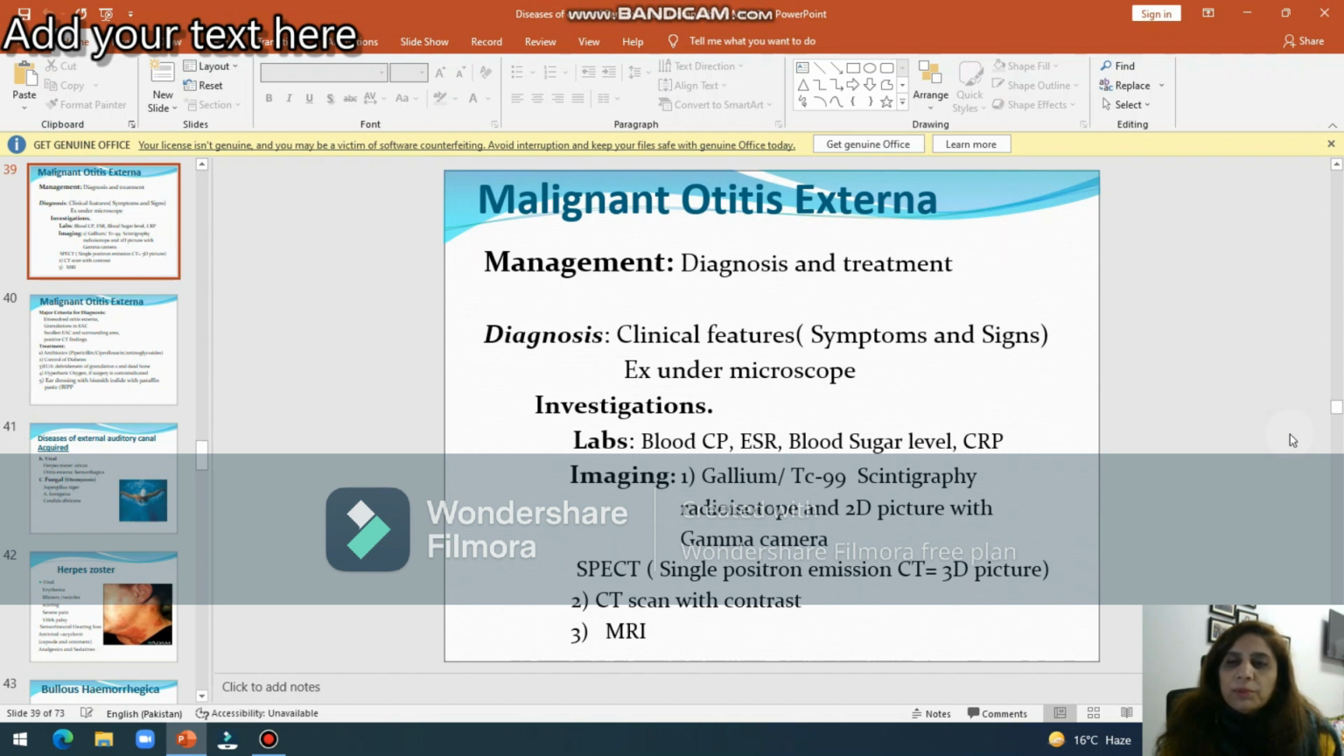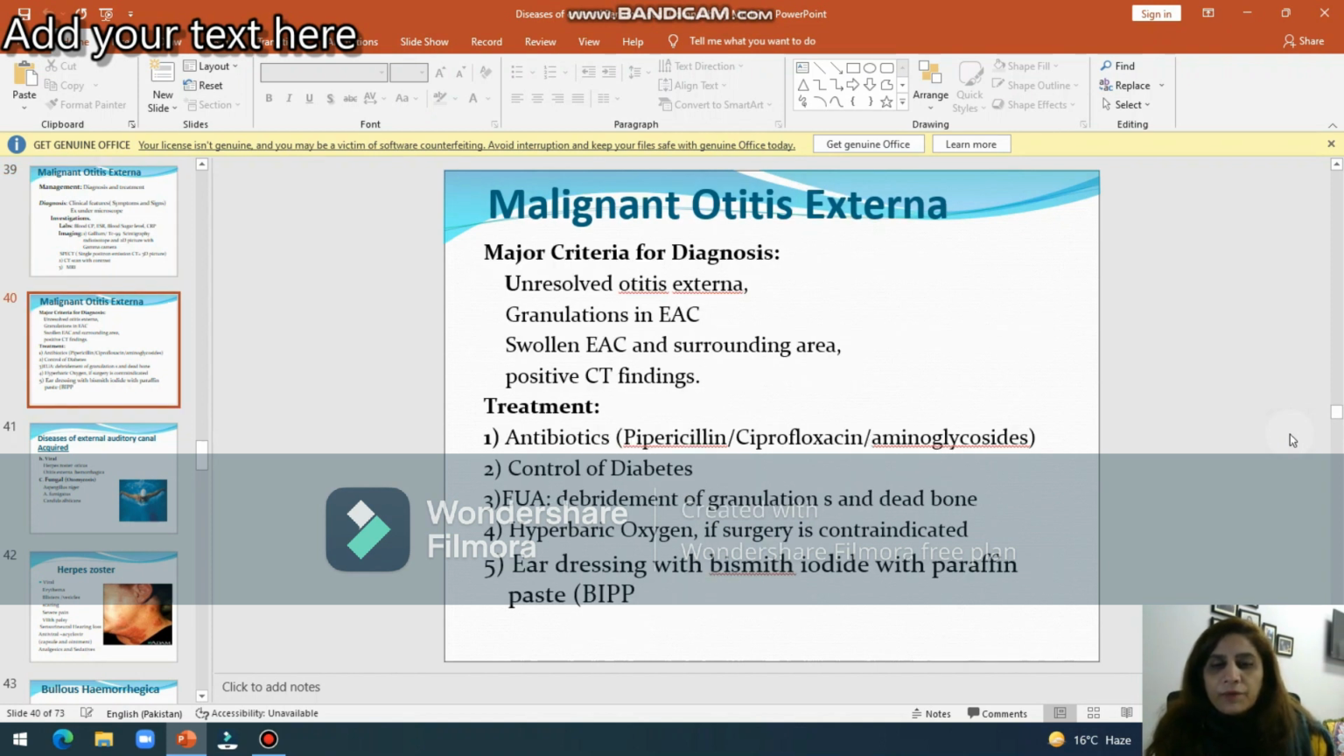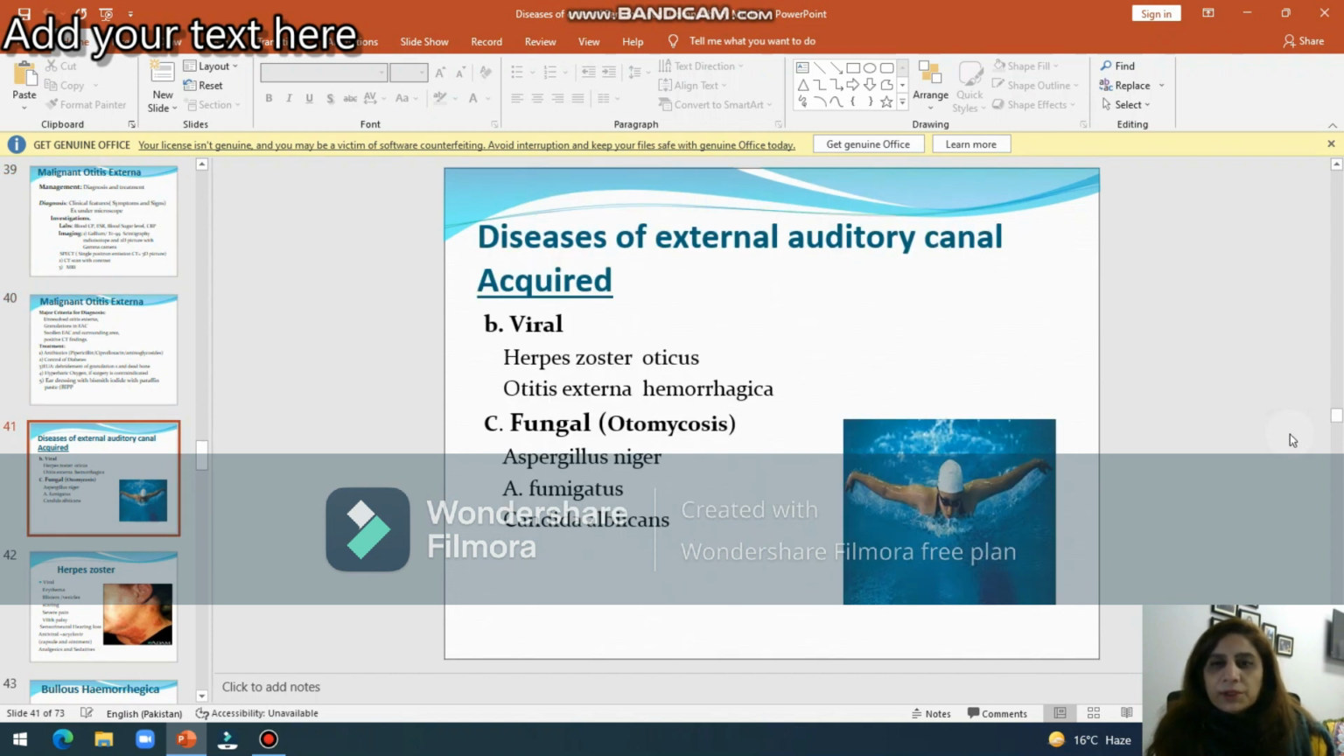It gives 2D pictures. Then a CT scan with contrast will give you 100% diagnosis, and through MRI we can assess the soft tissue penetration and soft tissue abnormalities. We can see the neural tissue as well. So after diagnosis, we will treat the patient.